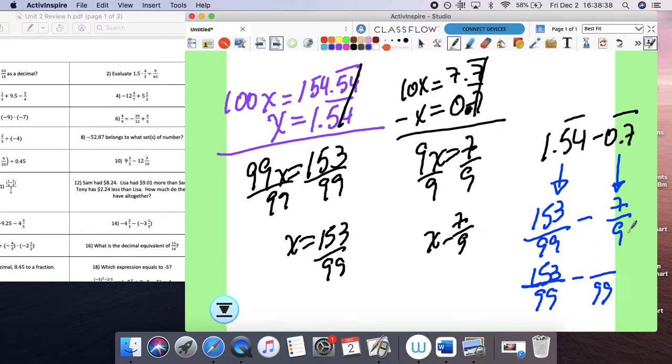153 minus, and this is times 11, so on top it's times 11 is 77. And this final answer is going to be something over 99, and 153 minus 77 is 76. 28.